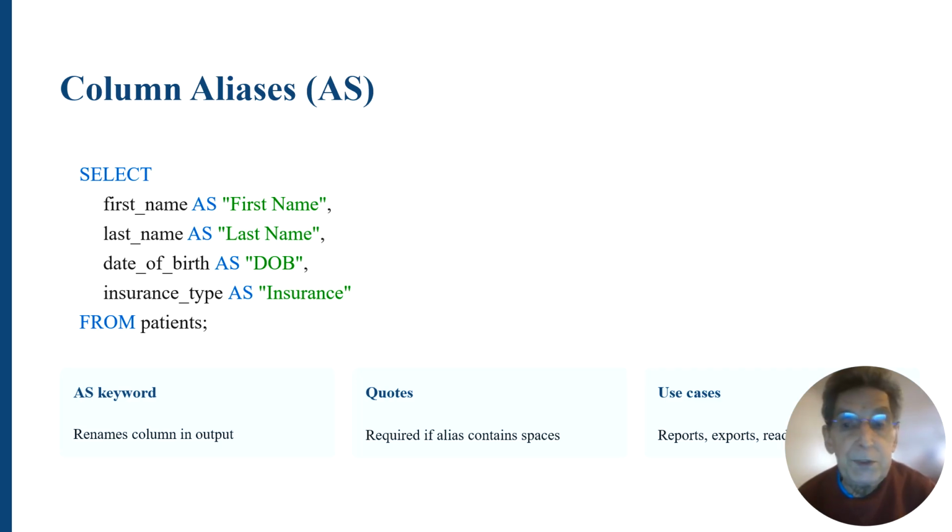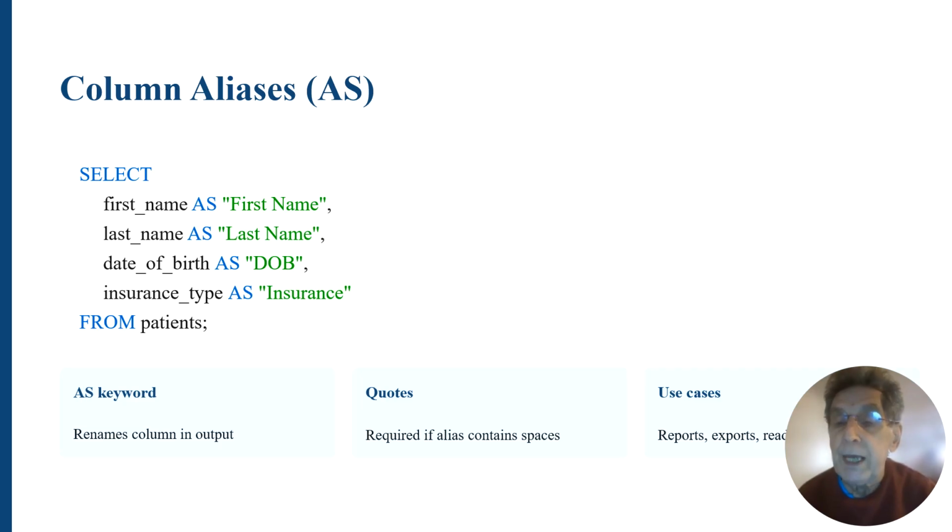Notice the double quotes. That's important. In Postgres, if your alias has a space or any special character in it, you need to wrap it in double quotes. If it's a simple single word alias with no special characters, the quotes are optional, but it's easier to use the quotes routinely, and that way you won't make mistakes.